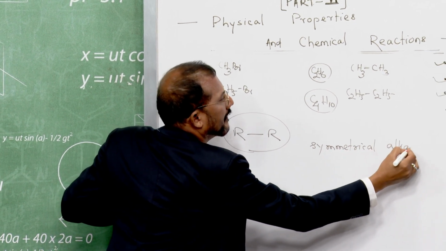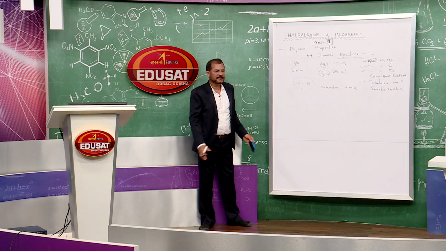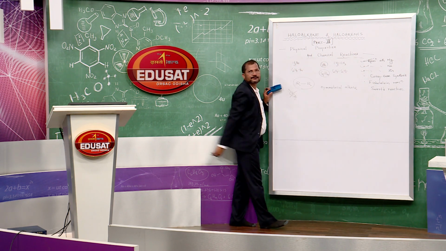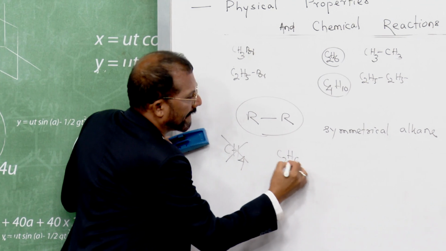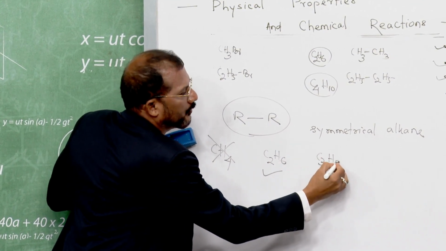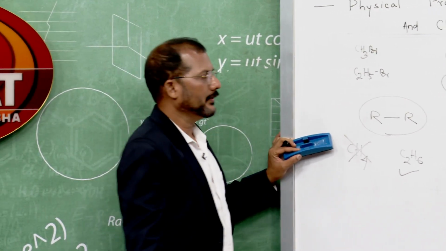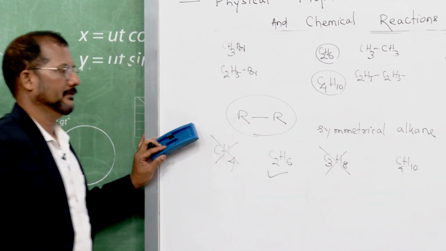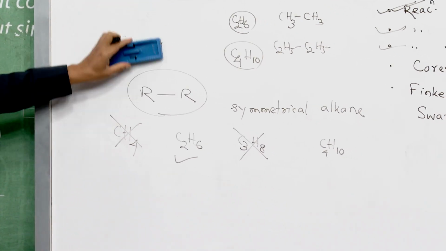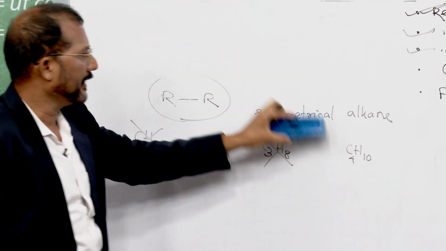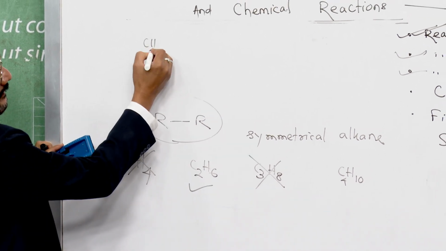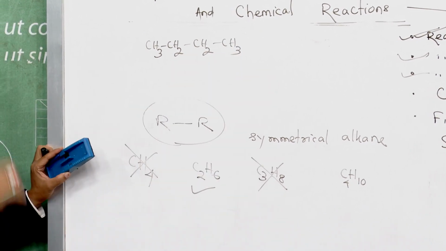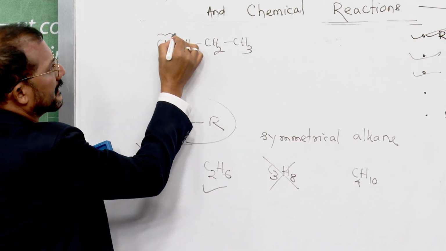Symmetrical alkane we get. We get a symmetrical alkane, which means we cannot prepare methane by these two reactions. We can prepare ethane. We cannot prepare propane by this method. We can prepare butane, C4H10. In this butane, there are still some restrictions. Let us understand what the restriction is. What type of butane can we prepare? We can prepare this butane, CH3CH2CH2CH3, because this butane is symmetrical.